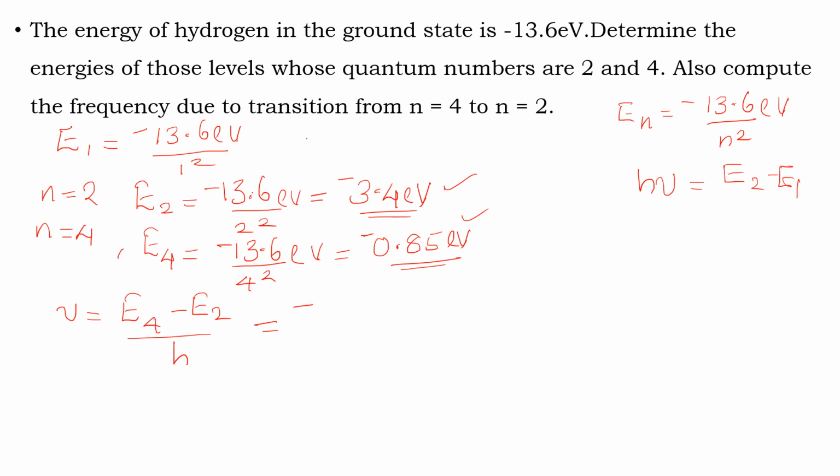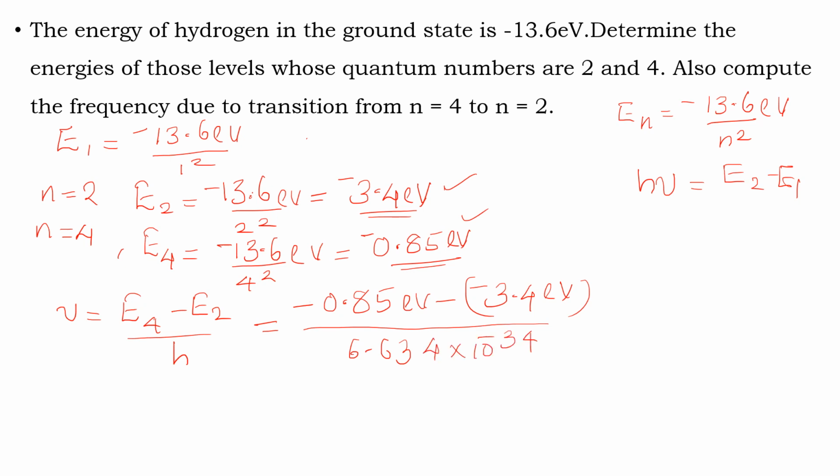And the value of E4 is minus 0.85 eV, minus minus 3.4 eV, divided by the value of h, which is 6.634 into 10 to the minus 34. And this value is 6.15 into 10 raised to 14 hertz. That is the frequency of radiation emitted during the transition from the fourth state to the second state.